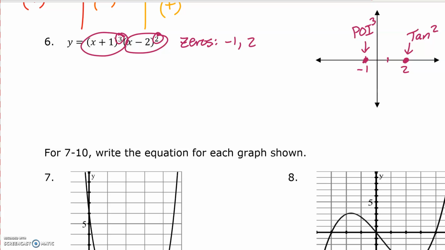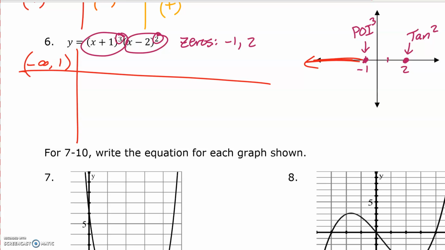Alright, so now what we're going to do is go ahead and determine the domain interval on that side of -1. So I'm going to identify the domain interval, which is going to be from -infinity to -1. And we're going to test a point. I'm going to test -2. So when I test -2, substitute that in. That'd be -2 plus 1, which is going to give me a negative value.